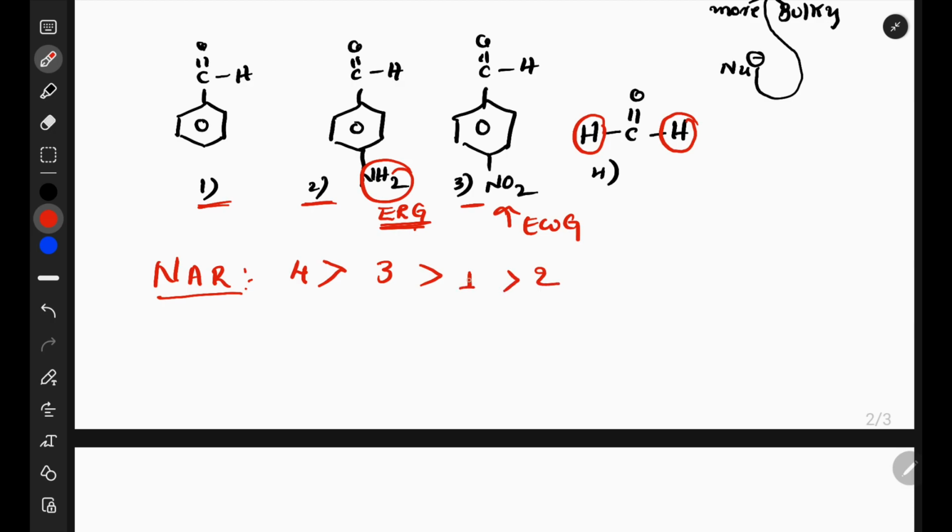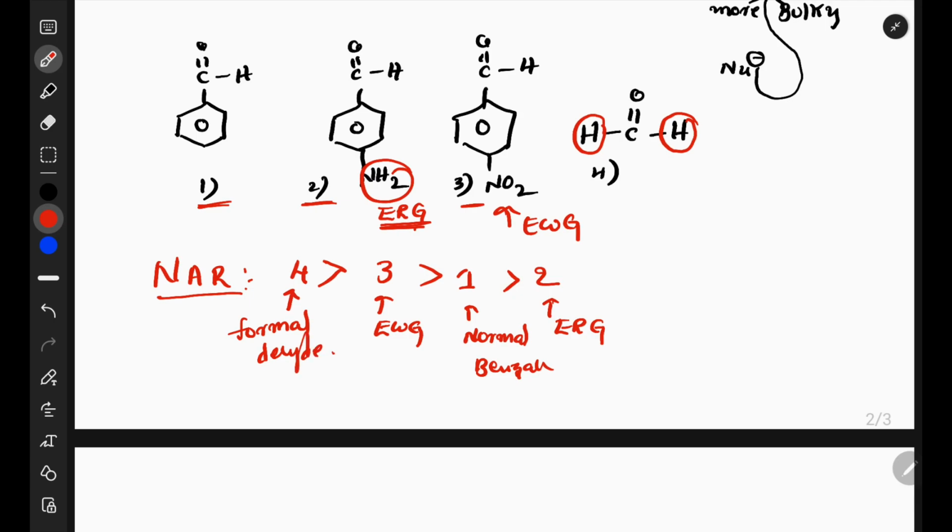And normal benzaldehyde is exactly in the middle between the electron withdrawing group containing benzaldehyde and the electron releasing group containing benzaldehyde. So I already gave the order: the electron withdrawing group containing benzaldehyde is more reactive. But when compared to the other benzaldehydes, formaldehyde is more reactive in nature.